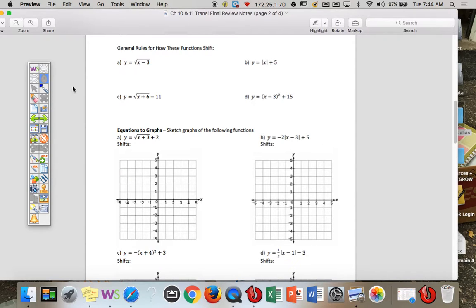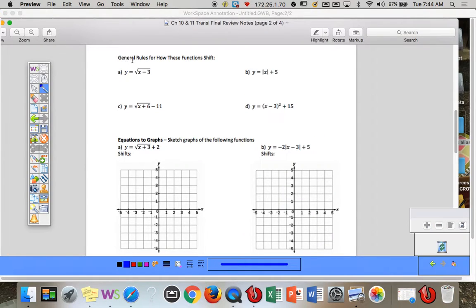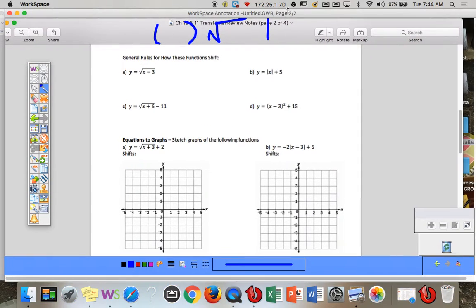So general rules on how they shift. If it's on the inside of the parentheses, the square root, or the absolute value, that's when it shifts left or right. So minus would be to the left. So here the minus 3 is left 3. If it's on the outside of the absolute value, square root, or parentheses, it's up or down. So the plus 5 here is up 5.